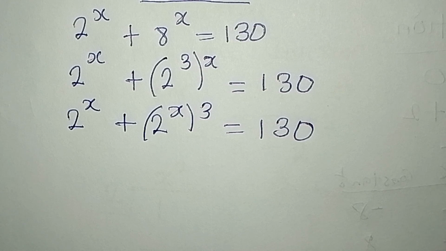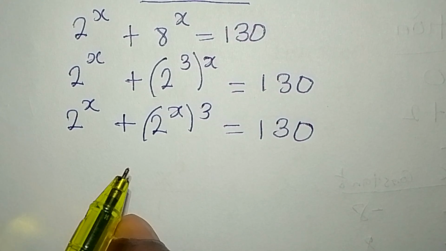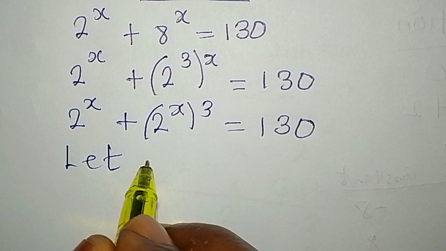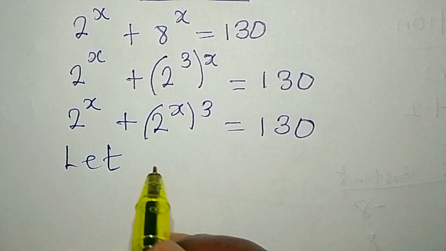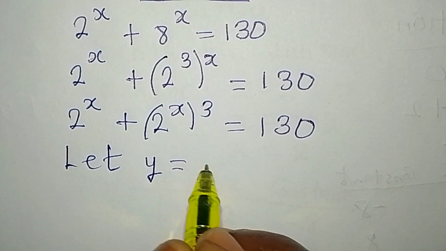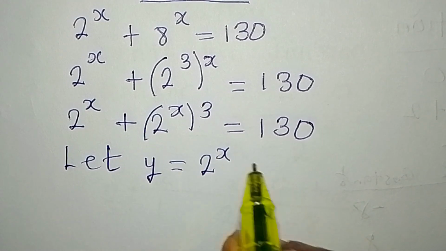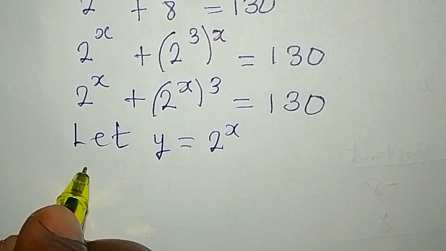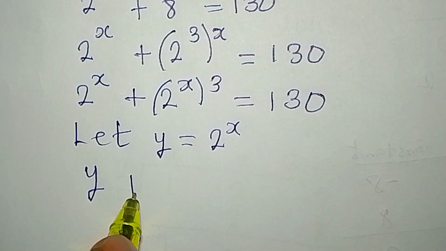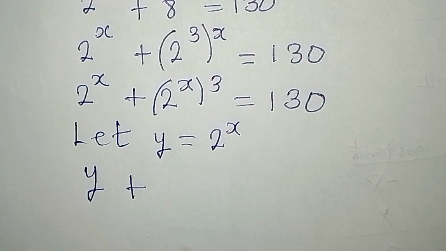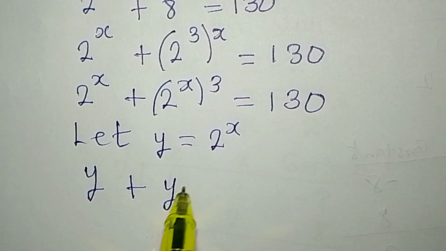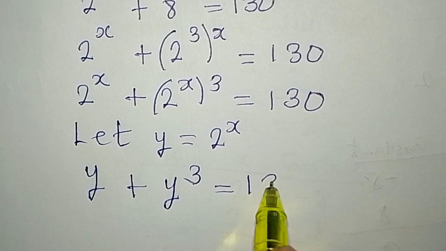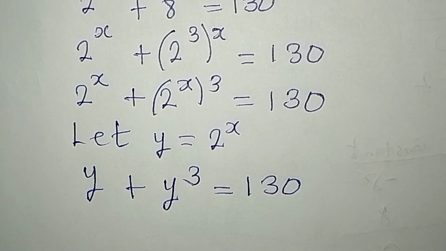Now what will I do? I'm going to replace 2 to the power of x with a letter. So let y now be equal to 2 to the power of x. In place of 2 to the power of x, I write y. Y plus, in place of 2 to the power of x, I'll write y, so the y will be to the power of 3. And this is equal to 130.